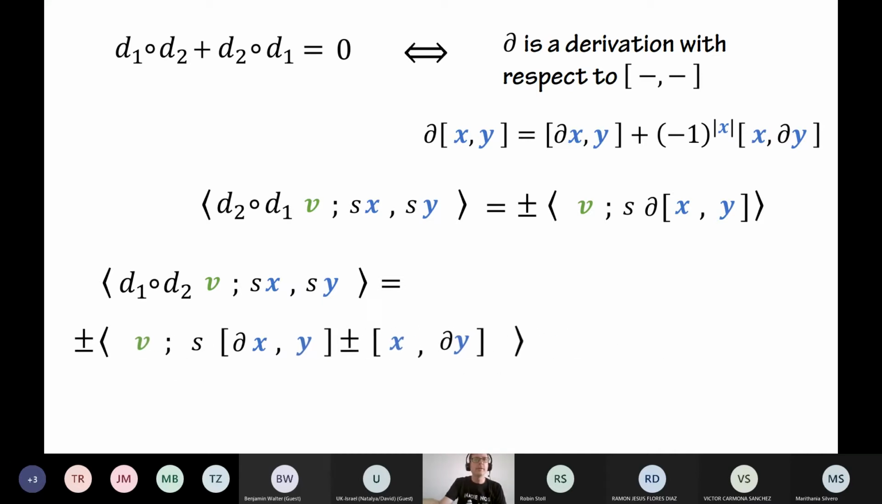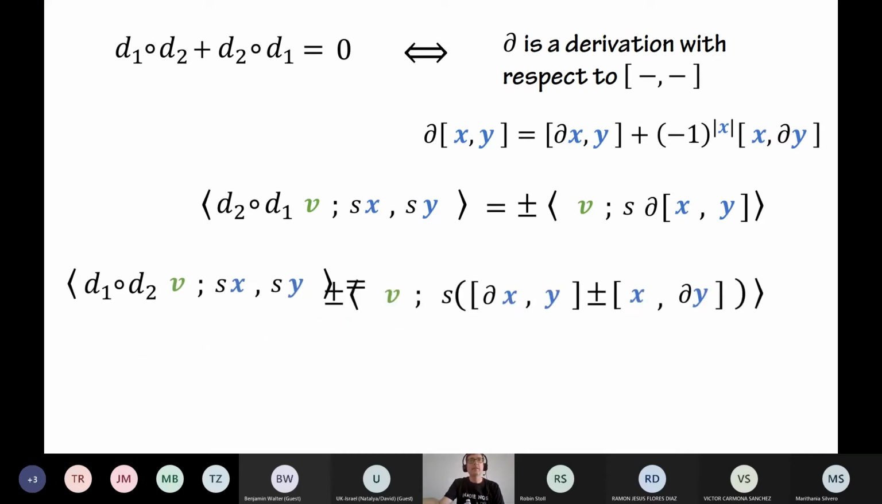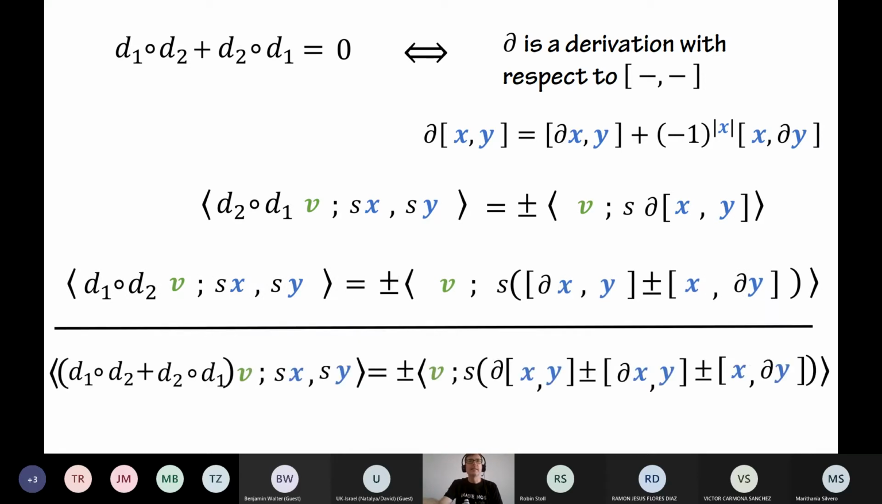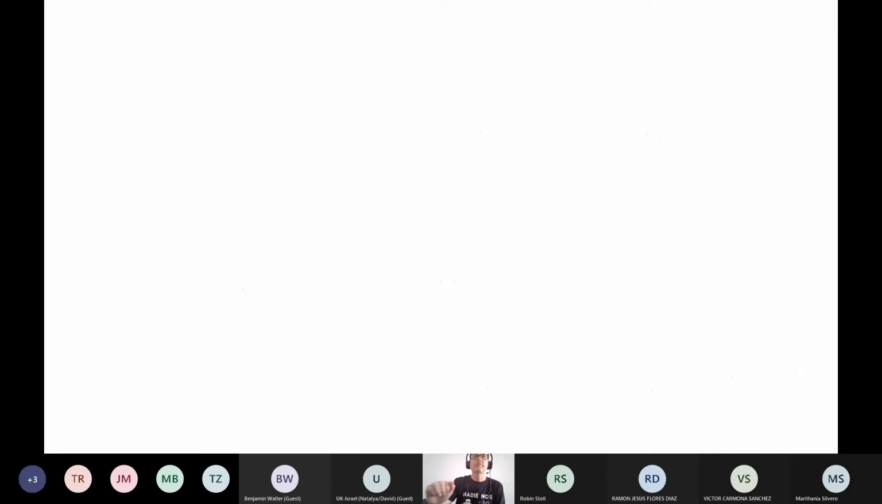We put these things together, and now if we sum these two equalities, what we obtain is that this is 0 if and only if this is 0, which means that the differential of the DGL is a derivation with respect to the Lie bracket. So the third identity, which is D2 squared equals 0, the Jacobi identity, is also very interesting, but I will not do it here.